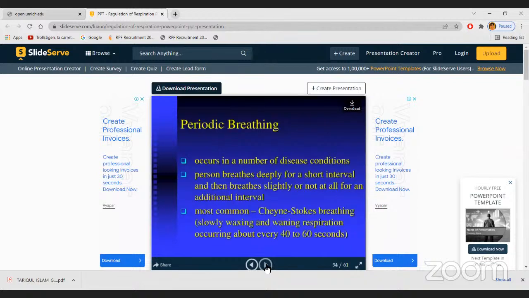Like that, this is periodic breathing. It occurs in a number of disease conditions. The person breathes deeply for a short interval and then breathes slightly or not at all for an additional interval. The most common is Cheyne-Stokes breathing, in which the person can stop breathing, and slowly waxing and waning respiration occurs about every 40 to 60 seconds.